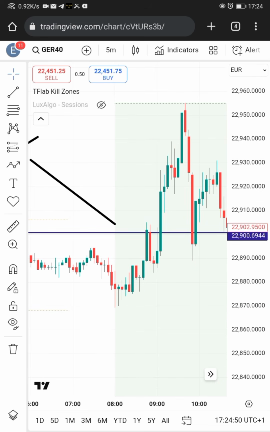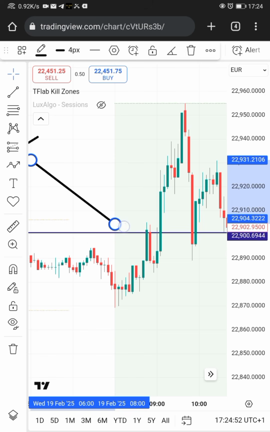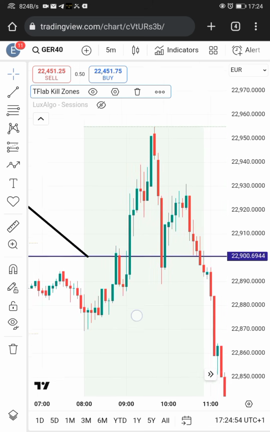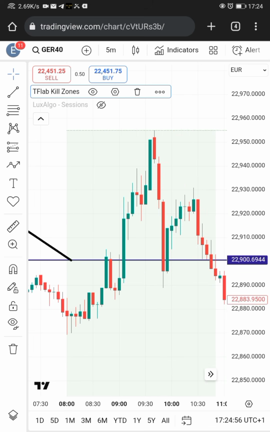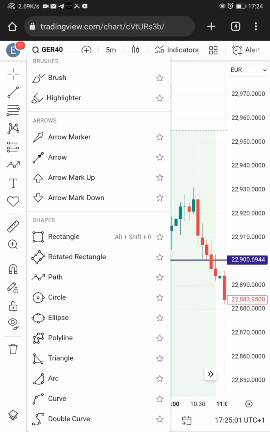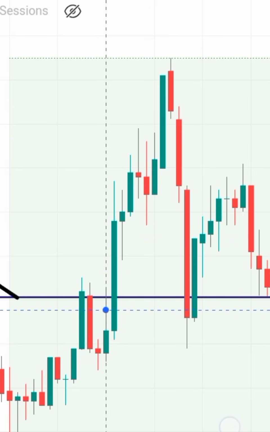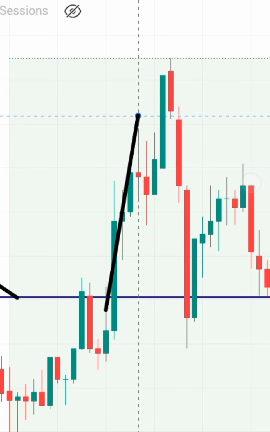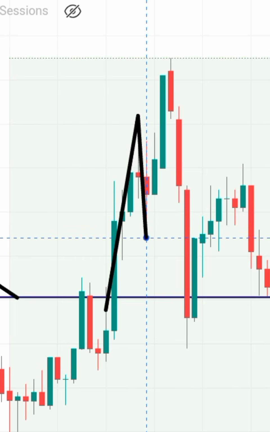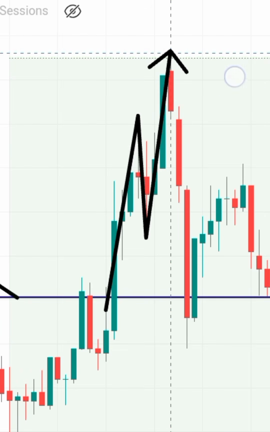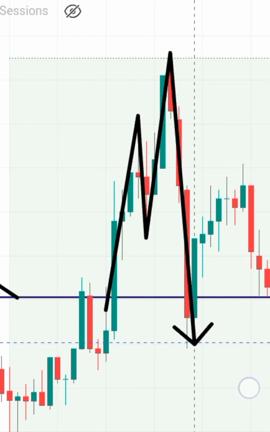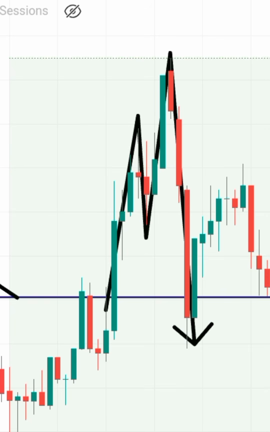So once it has broken out of this line, what you should be looking at is a break of structure in the opposite direction, which happens right here. You can see as the market breaks to the upside, it creates a structure here, it took it out to the upside, and it comes back and breaks this structure to the downside. You can see here is where it's broken.